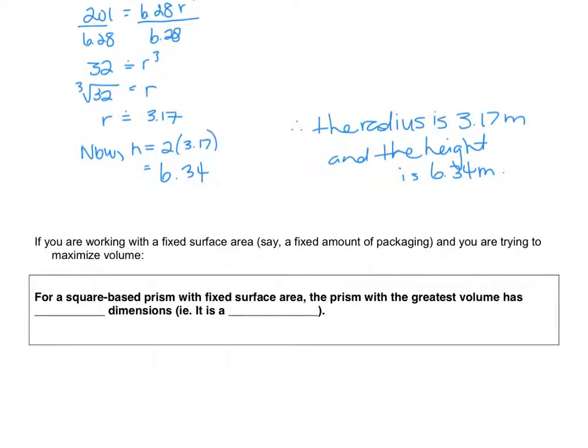Now, if you're working with a fixed surface area, so say we had a fixed amount of packaging or a certain amount of cardboard, for example, and we were trying to design a container that would maximize the volume. That's a similar but different type of question. So the next property is for a square-based prism with a fixed surface area, the prism with the greatest volume has equal dimensions. So in other words, it is a cube.